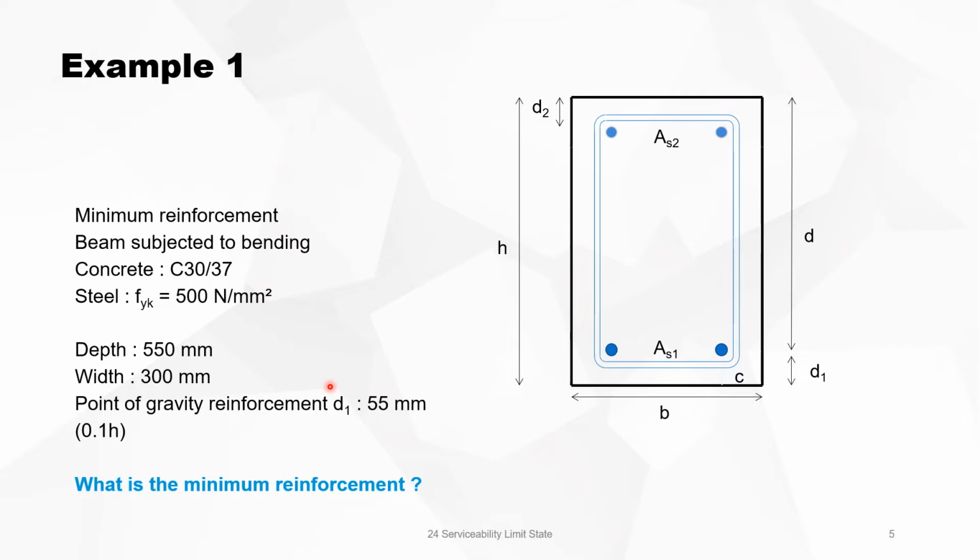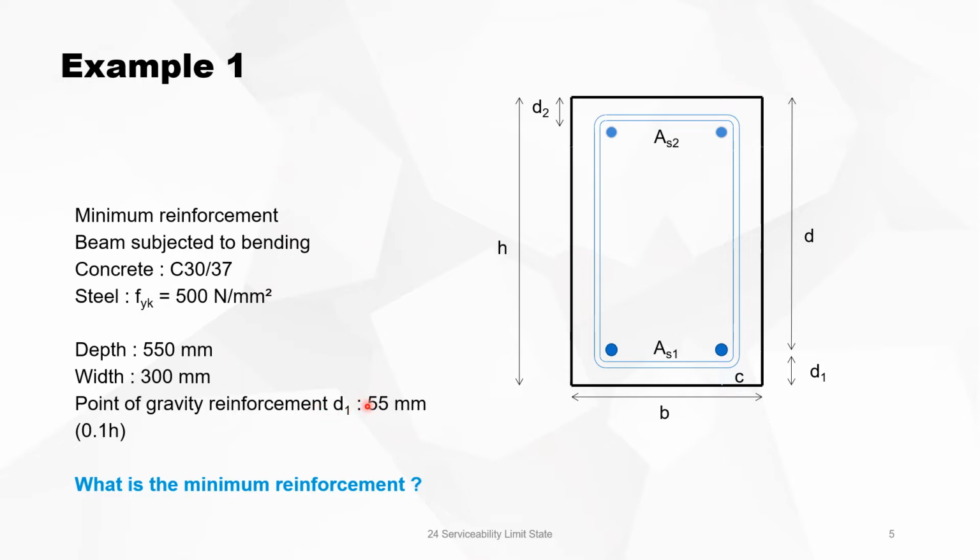In reality, you do not know what D1 is because you don't know AS1, the reinforcement AS1. So you assume a reinforcement AS1, for instance, a diameter 20. You do the calculations, you find the minimum reinforcement, and then you check if D1 is correct. If not, then you redo the exercise with the correct D1.